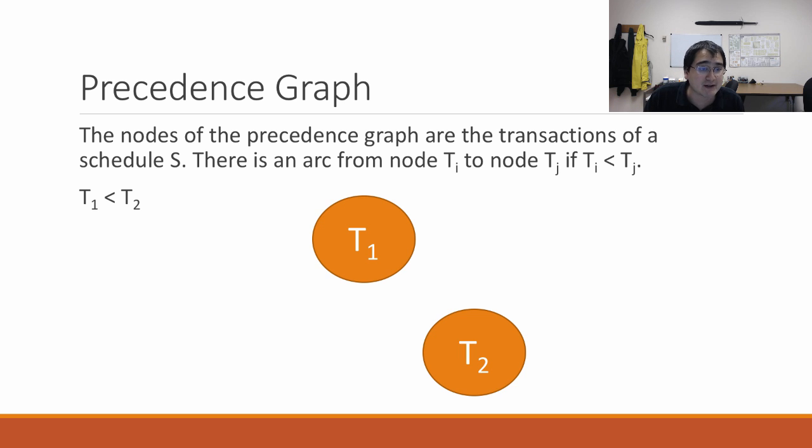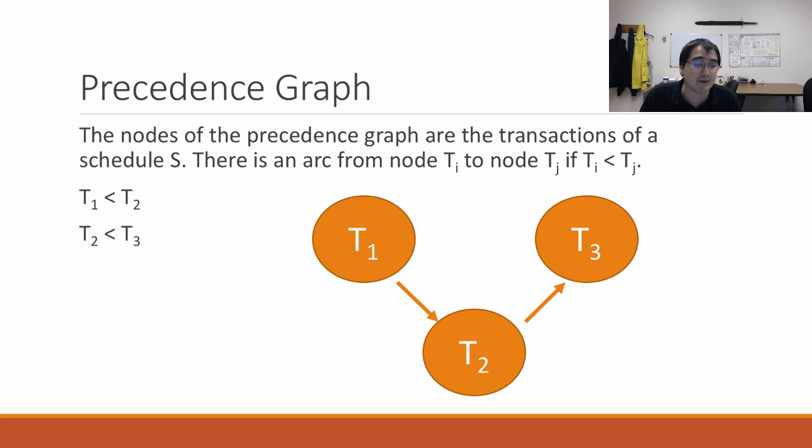So the way I can draw that is I can draw a node for T1, a node for T2, and an arc from T1 to T2. All right, let's say in this same schedule you determined another pair of conflicting actions showing that T2 takes precedence over T3, so we need to add a T3 node and draw an arrow from T2 to T3. And let's say we found an action that said T1 conflicts with T3, so T1 must come before T3. We can draw another arc here.